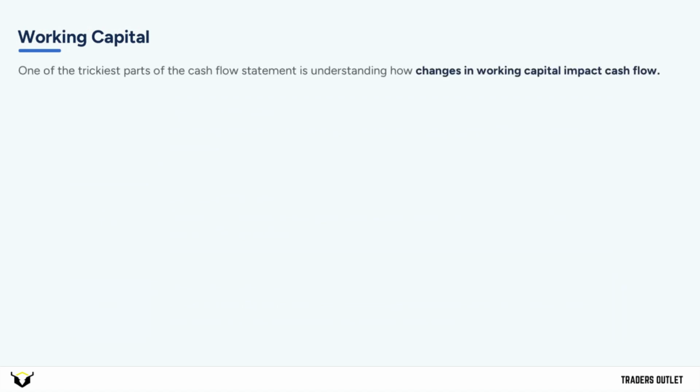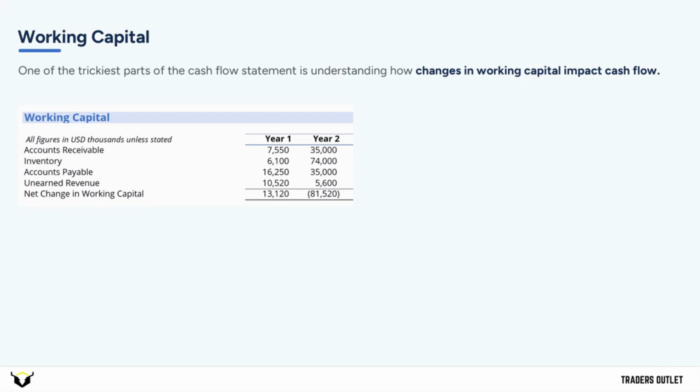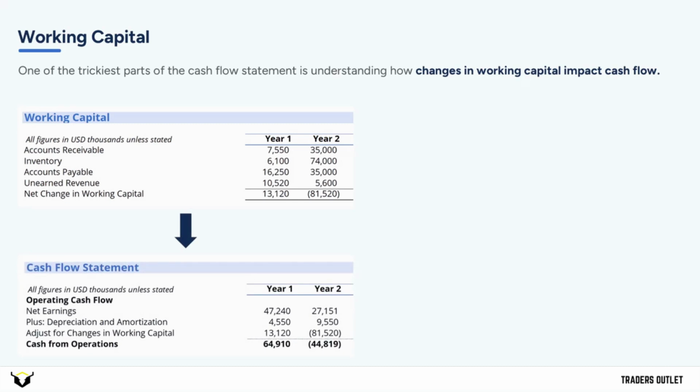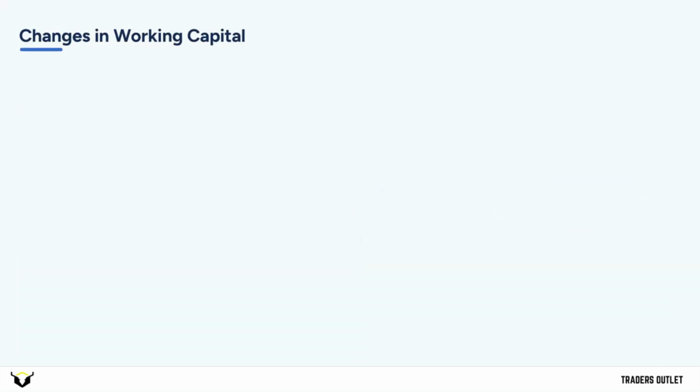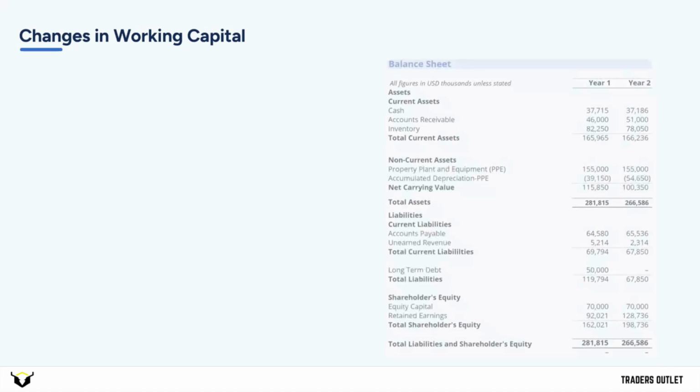One of the trickiest parts, from my experience, as it relates to the operating section of the cash flow statement is really understanding how changes in working capital, that's things like accounts receivable, inventory, accounts payable, and unearned revenue, impact cash flow. So for this reason, I want to walk you through this in some detail. Now, when we're dealing with transactions that have an indirect impact, we need to look at what has changed, and then determine if that indicates an increase or a decrease in cash flows. Let's look at accounts receivable, inventories, accounts payable, and unearned revenue individually.